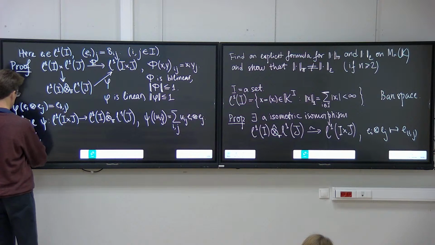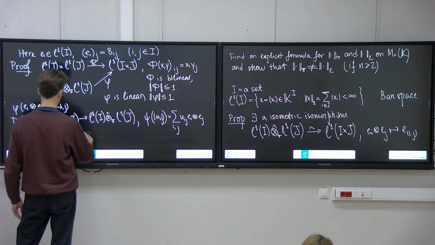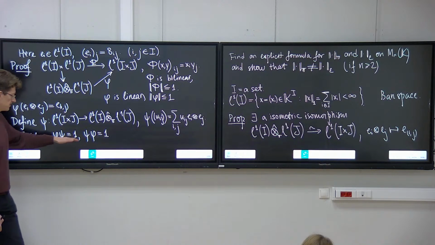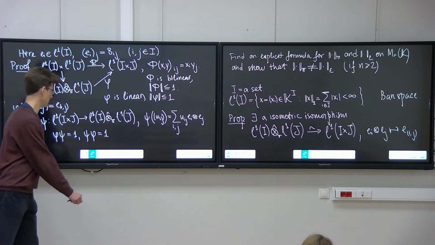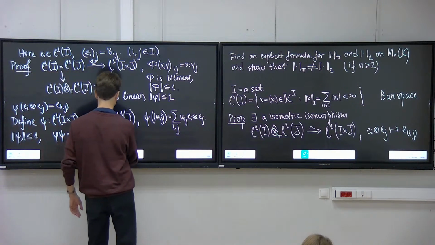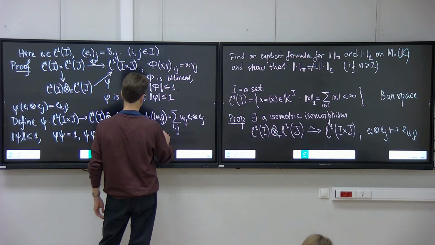So psi is a contraction. And clearly, phi and psi are inverse to each other. To check these identities, we simply look at such elementary tensors and see that we have these formulas. And that's it. So this shows that phi is actually an isometric isomorphism.